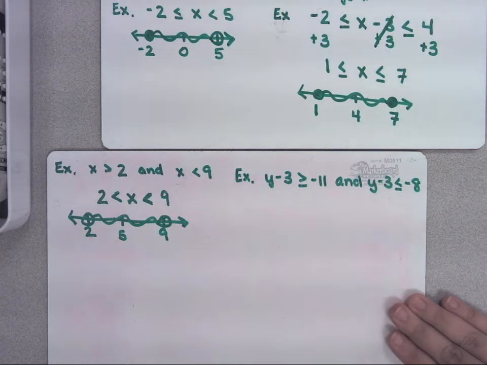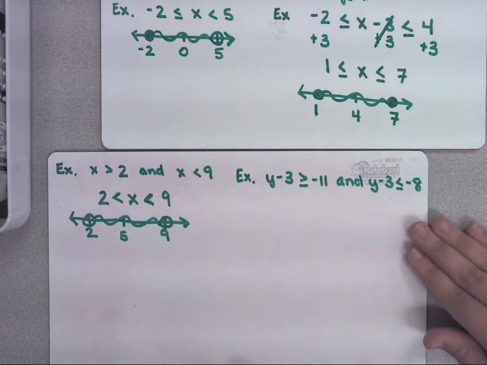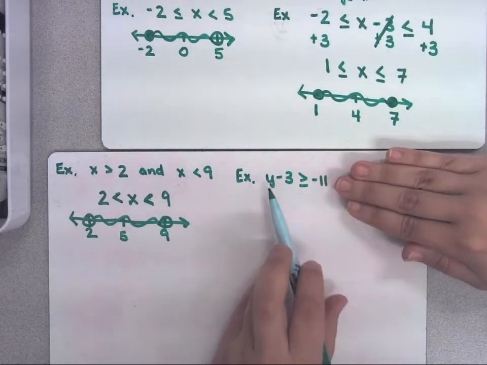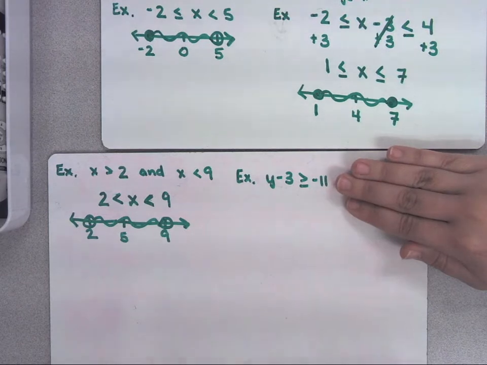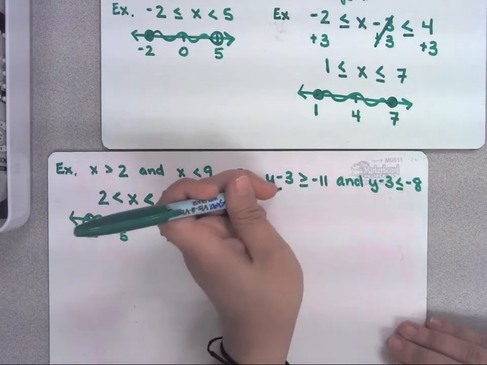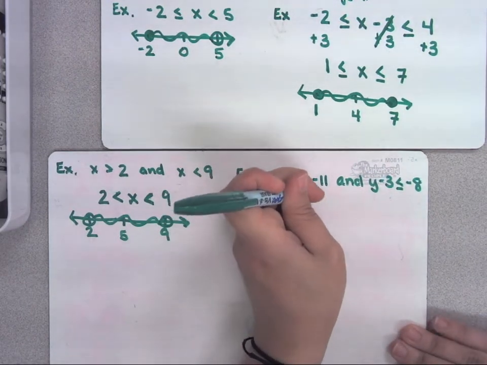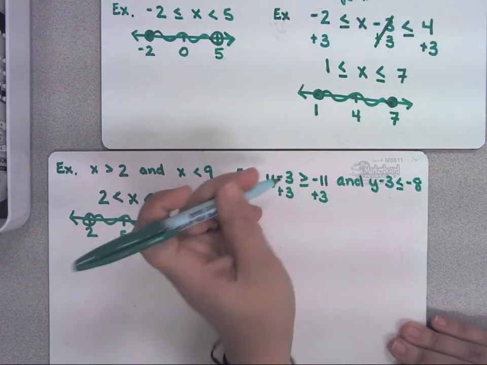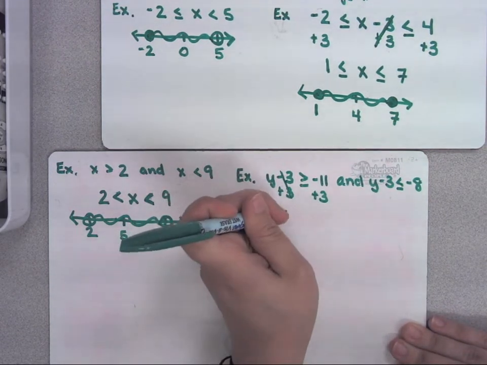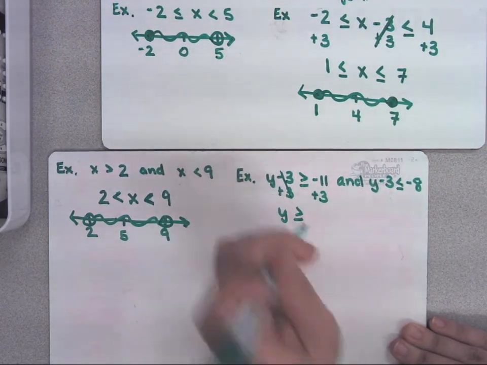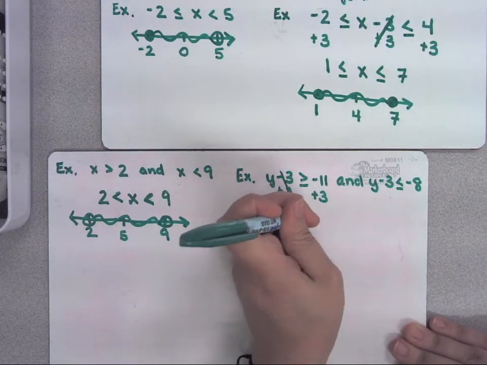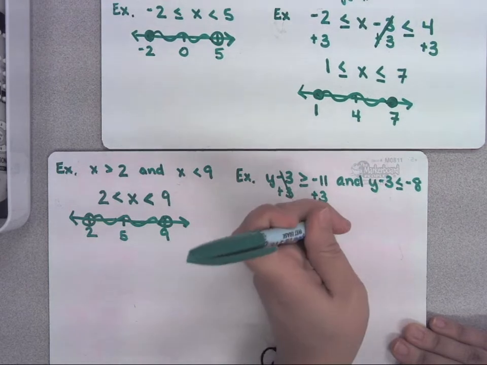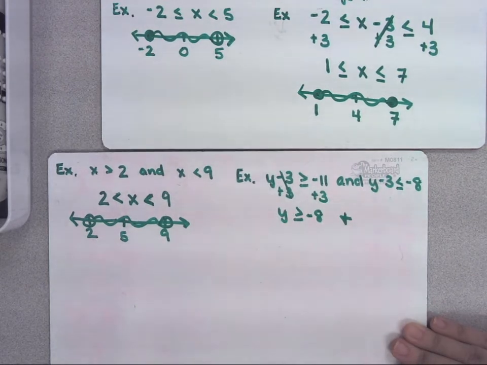Once you write those down, we're going to solve one at a time. Ignore that second one. How do you get this one to get the variable by itself? Yep, add 3 to both sides. So let's do that and find its answer. Those 3's cancel out. We get y is greater than or equal to, what's negative 11 plus 3? Negative 8. Okay.